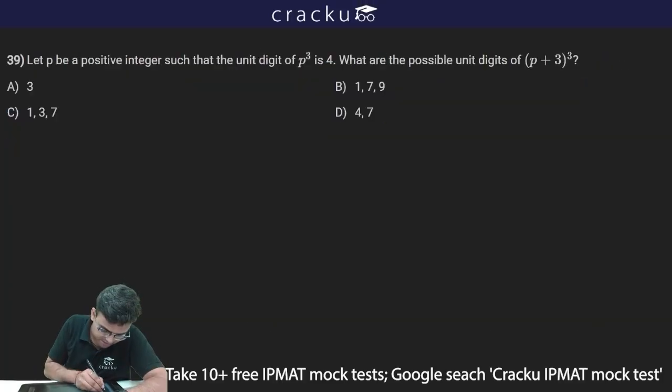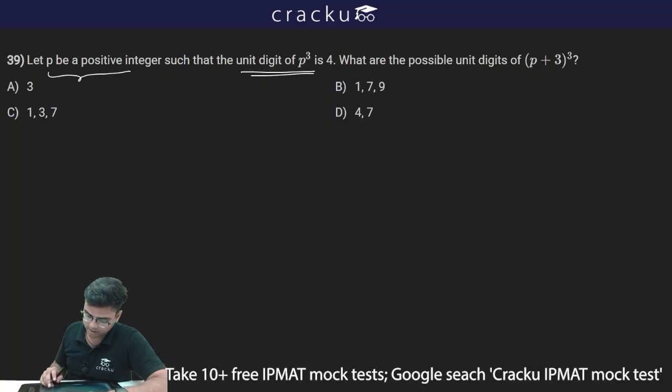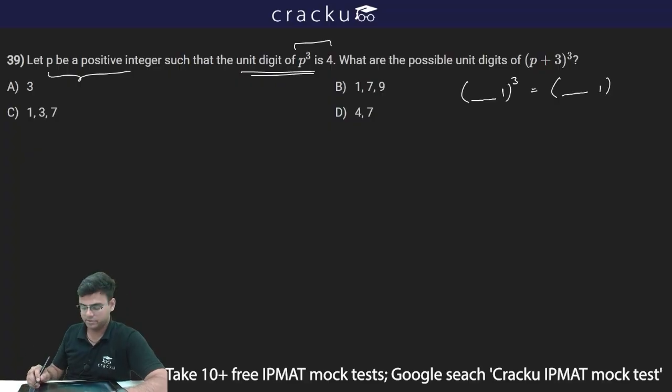The next question is given that let p be a positive integer such that unit digit of p cube is 64. Okay. So first what we have to do is basically we have to check out the unit digits of each. So let's say if there is any number whose unit digit is 1, and if we cube it, the unit digit of the resultant number will be 1.